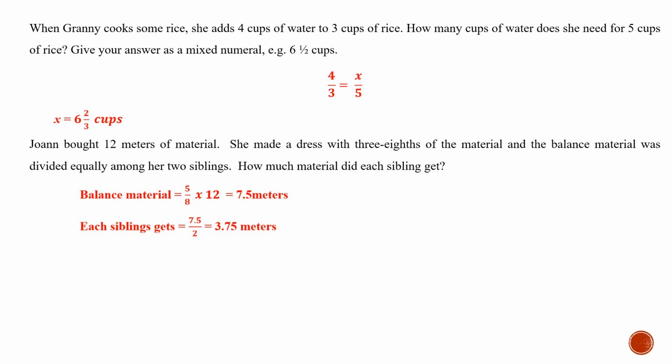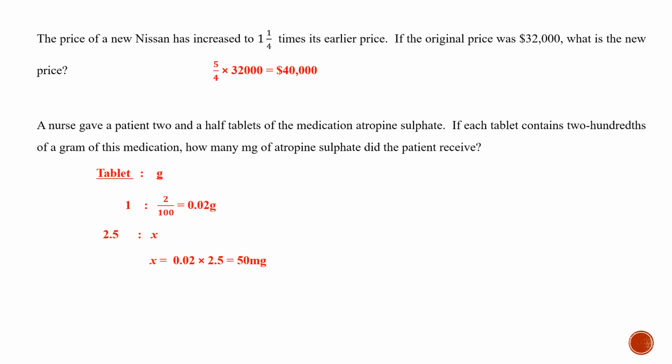Joanne bought 12 meters of material. She made a dress with 3/8. And the balance was equally divided among her 2 siblings. What's the balance? 5/8, right? So you take 5/8 times 12. You get 7.5 meters. So how many siblings she divided it with? 2, right? 7.5 divide 2, 3.75 meters.